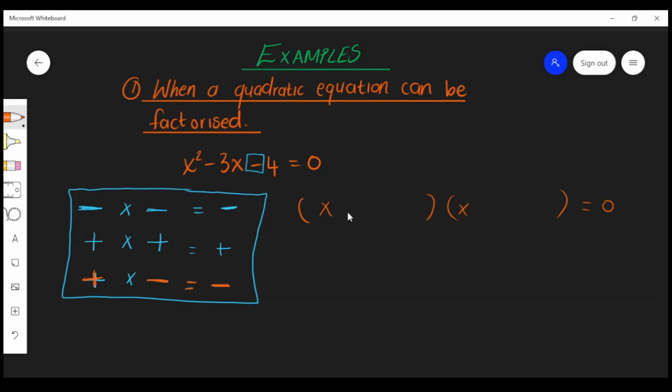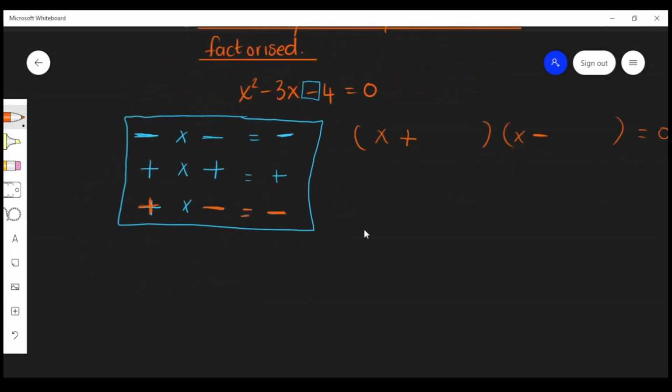So therefore we're going to have a positive and a positive, and we are going to have a negative, right? Cool. And then the second thing that we need to do is we need to find the factors of 4, guys.